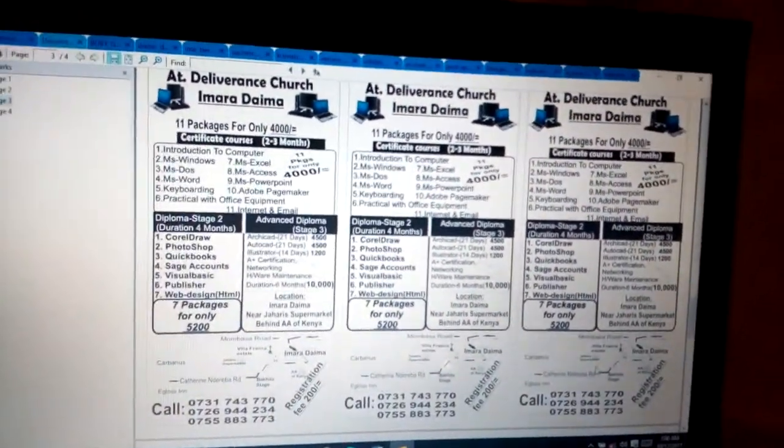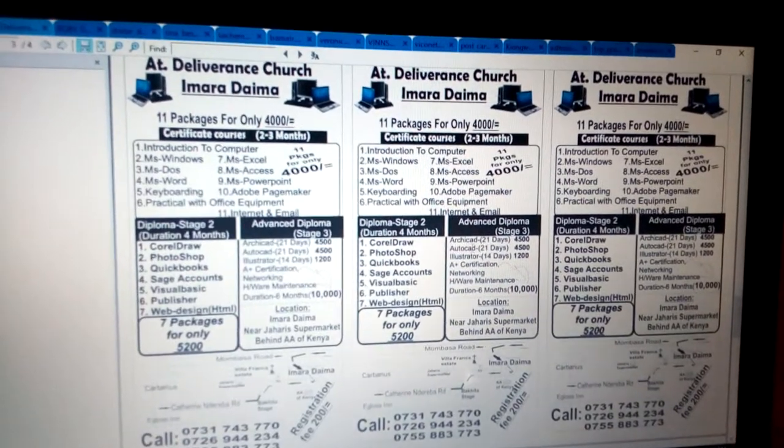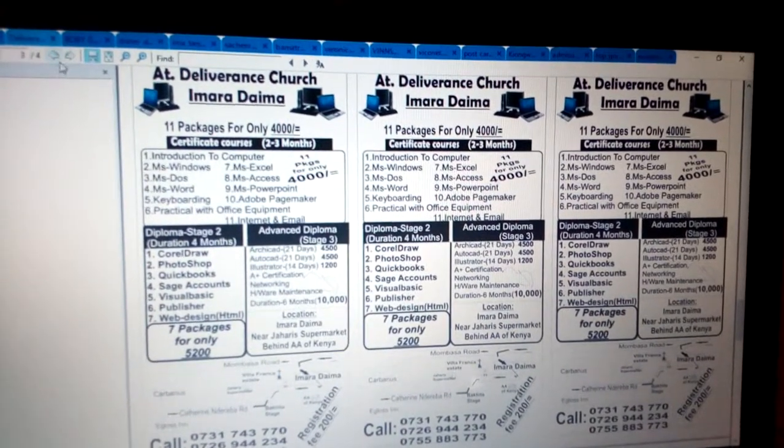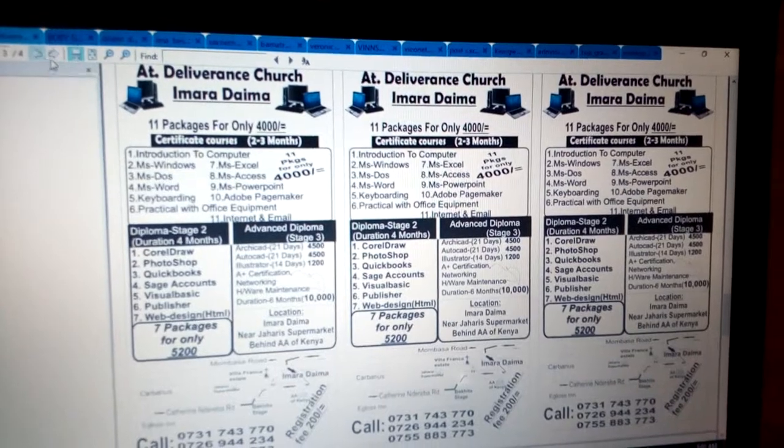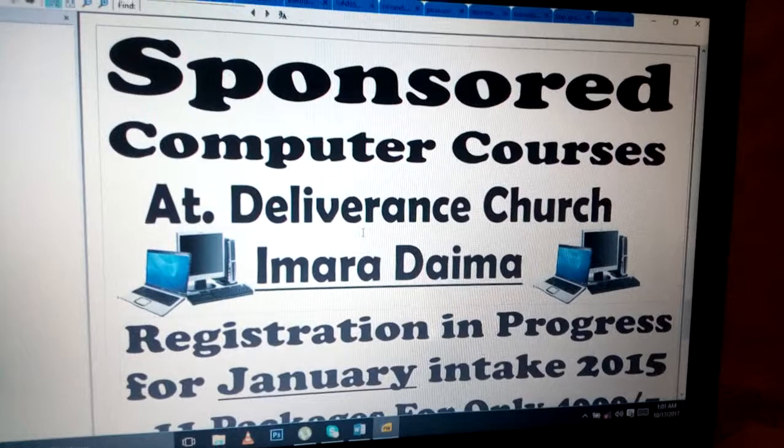There are three of them. Those are samples of a flyer. Those are still designed with Corel Draw in a very simple way. We now have the poster.